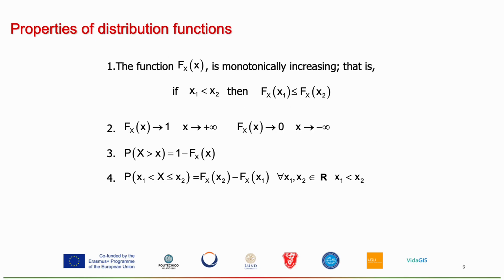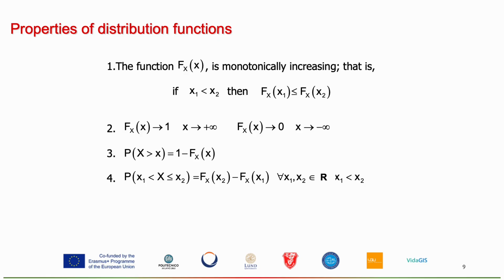What are the properties of the distribution function? The function F is monotonically increasing. This means that if x1 is smaller than x2, then F_X of x1 is smaller than F_X of x2. F_X tends to 1 for x that tends to plus infinity, and F_X tends to 0 for x that tends to minus infinity. The probability that X is bigger than a given x is 1 minus the cumulative distribution F_X.